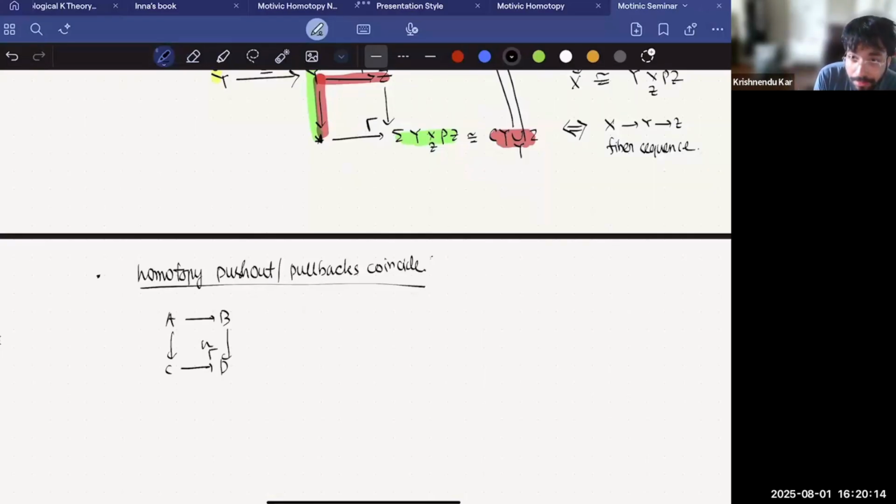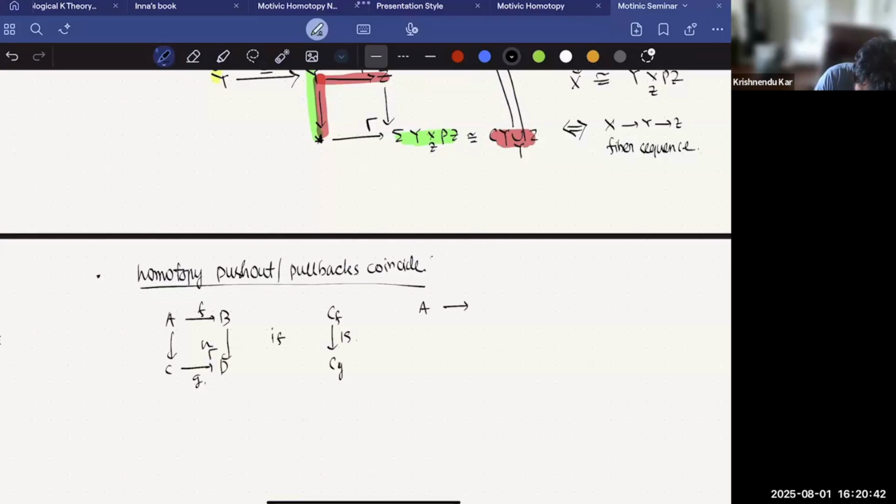This is the homotopy pushout if and only if their induced map, call this map F and call this map G, their induced map on the homotopy cofibers is a stable equivalence. This is literally your pasting lemma of the pushout. Let's just do it quickly.